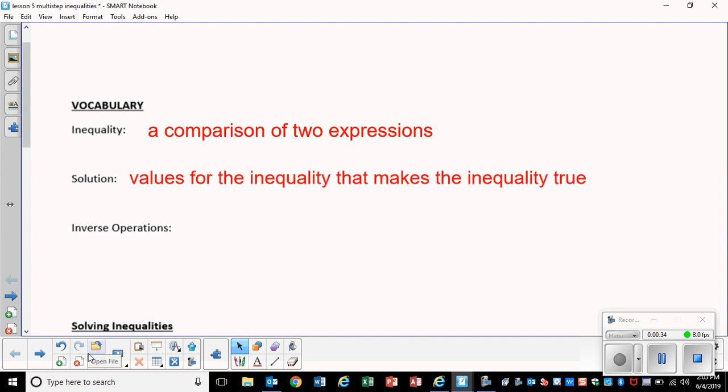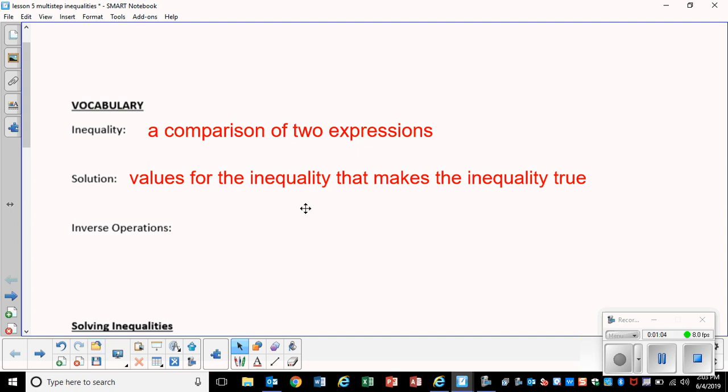A solution is the values for the inequality that make the inequality true. So, unlike equations, we're not going to have a single number. There are lots of different things that can work. So when we finish and we get x is greater than 3, what that means is we actually have a lot of numbers that are greater than 3. And 3 itself isn't a solution. We're just giving a rule at the end to let us know, if you follow this rule, you'll have all the solutions you need.